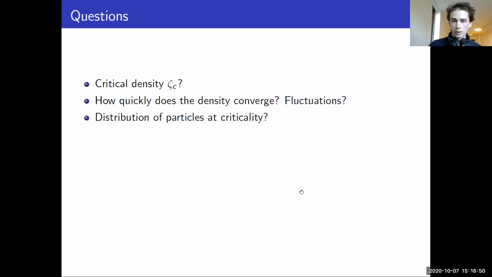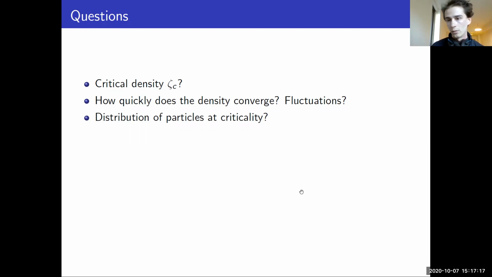I talked about the critical density mu c for the infinite system, but you can ask: does this critical density exist for the finite system, as some limit as the size of the box goes to infinity? How quickly is this density converging, either in the size of the box or in time? And what are these fluctuations we're seeing about the critical value?